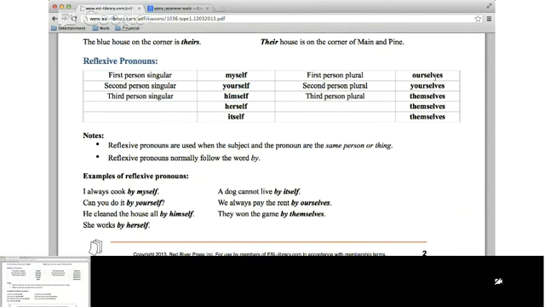When it is plural, it ends with a VES. So we change that F to a V, and we add an ES. Ourselves, yourselves, and themselves.